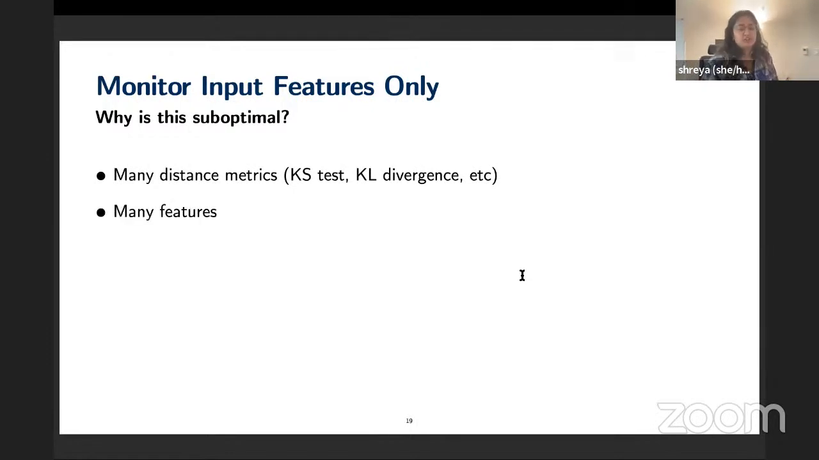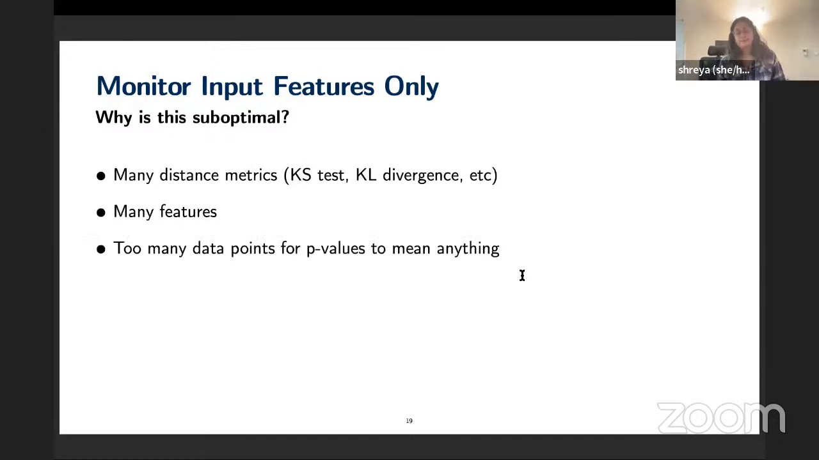You might have many features. If you're trying to run two-sample tests or hypothesis tests, you might have too many data points for p-values to mean anything, something that we're seeing right now at Facebook. And obviously features are really tightly correlated for a lot of these models, and it doesn't make sense to monitor these independently. You can get a lot of false positive alerts, leading to alert fatigue here.